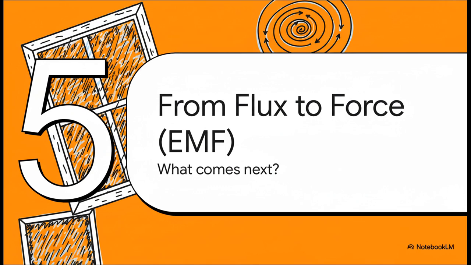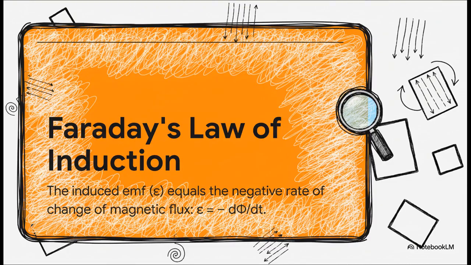So now let's connect all this to the bigger picture. How does changing flux actually create the electricity that powers pretty much everything in our world? That connection is wrapped up beautifully in one of the most important equations in all of physics, Faraday's law of induction. This is the mathematical link we've been building towards. It says that the induced EMF, that's the voltage, epsilon, is equal to the rate of change of magnetic flux. Hey, we just proved that, didn't we? The faster the flux changed, the bigger the EMF. This little equation is how we make the world run.